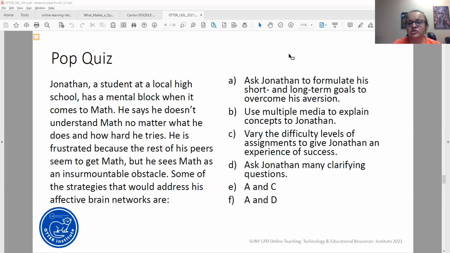So A, ask Jonathan to formulate his short and long-term goals to overcome his aversion. B, use multiple media to explain concepts to Jonathan. C, vary the difficulty levels of assignments because you want to give Jonathan experience of success. D, ask Jonathan many clarifying questions, or E, A and C, or F, A and D. So Benjamin is saying E. Okay, any other guesses? D, okay.